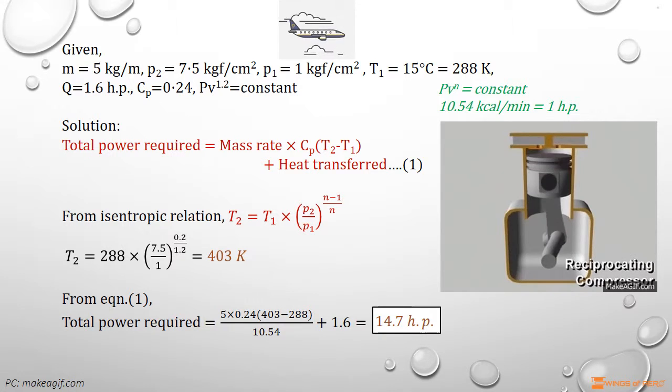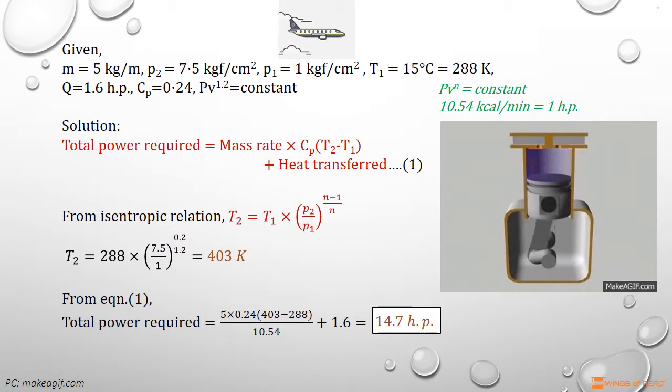Keep in mind that 10.54 kilocalories per minute is equal to 1 horsepower. Then to get the power in terms of horsepower, divide by 10.54 kilocalories per minute. Thus the required power for reciprocating compression is 14.7 horsepower.